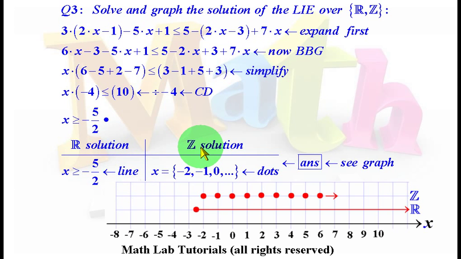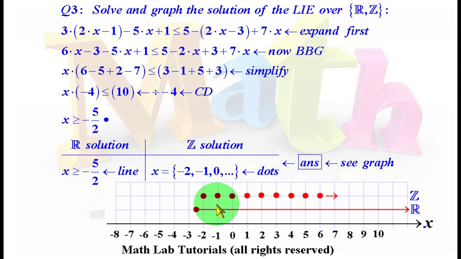Over the integers, x greater than or equal to negative 5 over 2 means that we have to start off at negative 2. Okay, and we proceed to the right. So negative 2, negative 1, 0, 1, 2, 3, etc. Because negative 2 is the first integer to the right of minus 5 over 2.